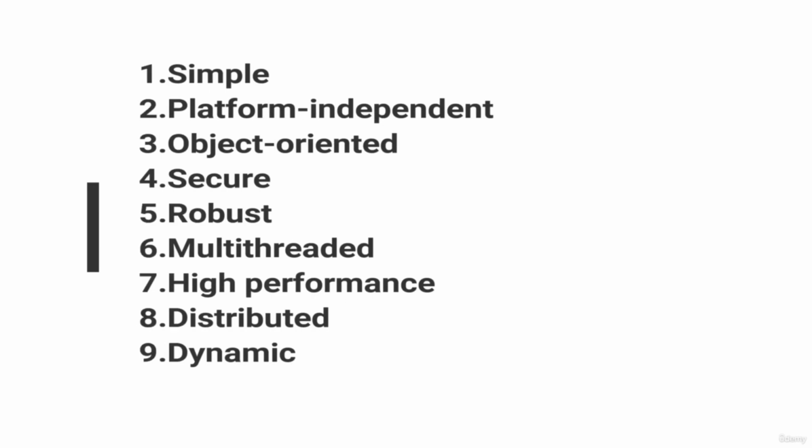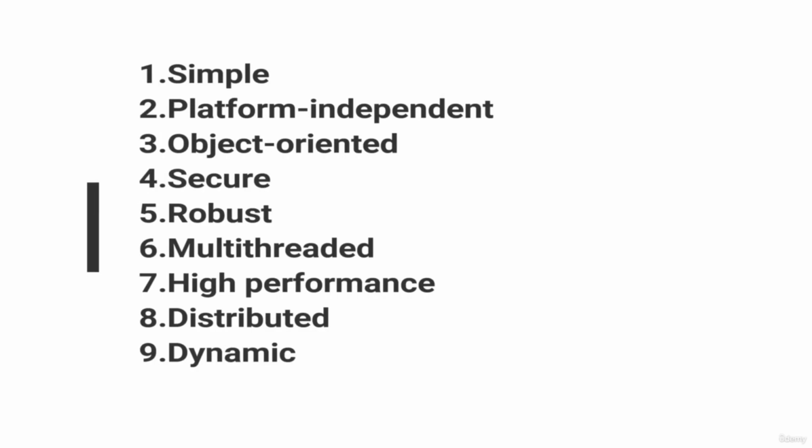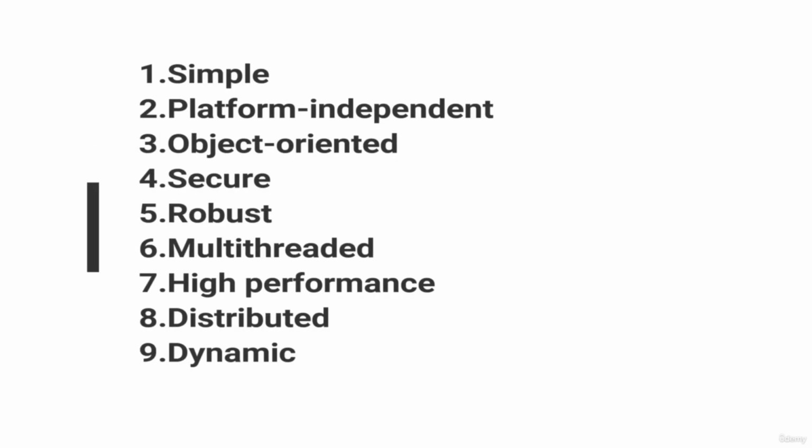Java is more dynamic when we compare it to other programming languages like C and C++. This is because it can carry a large amount of runtime information which we can use to verify runtime object access.